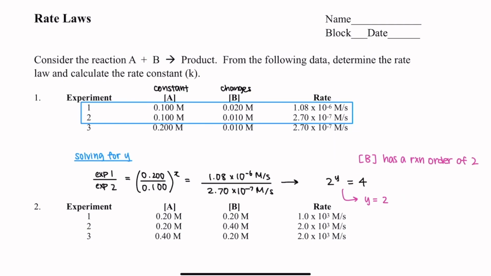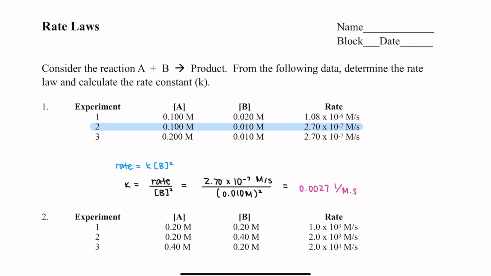Now we'll be solving for Y, and you have to look for two experiment data in which the concentration of A is constant, but the concentration of B changes. In this case, the concentration of B halved, and you can see that the rate decreased by a factor of 4. So that basically means 2 to the power of Y equals 4, meaning that Y is equal to 2, and therefore the concentration of B has a reaction order of 2.